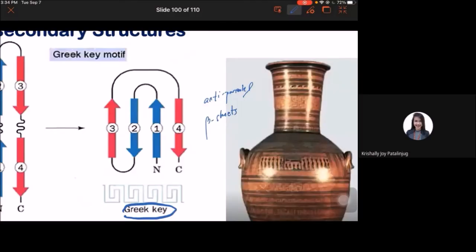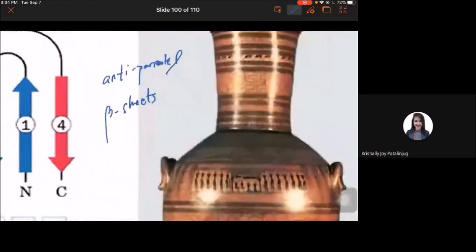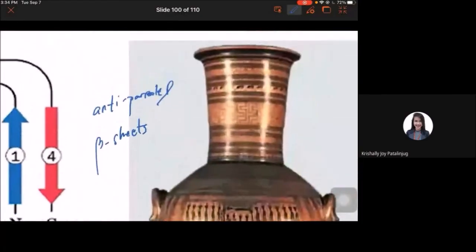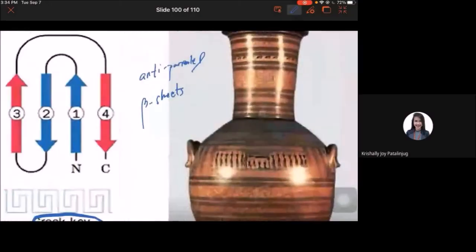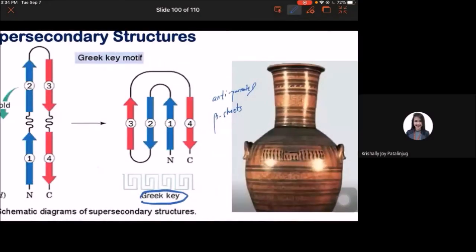The imagination of the biochemists was very wide upon checking the structure of this super secondary structure. They immediately compared it to Greek key art, a Greek art. Okay? So this is the Greek art, the Greek key.